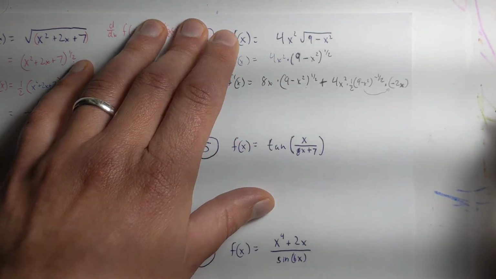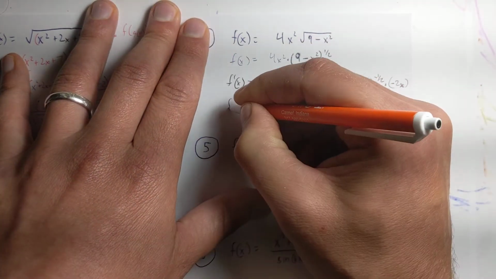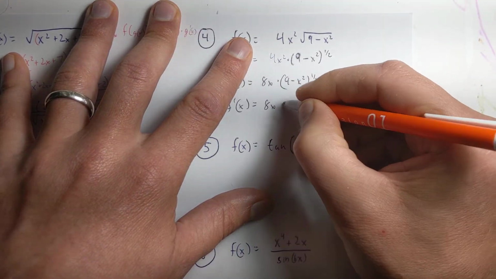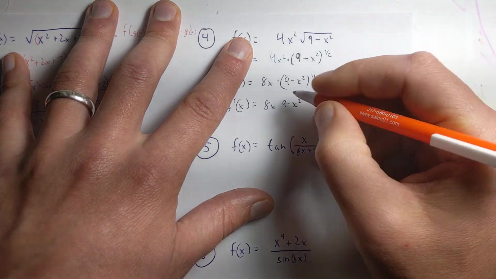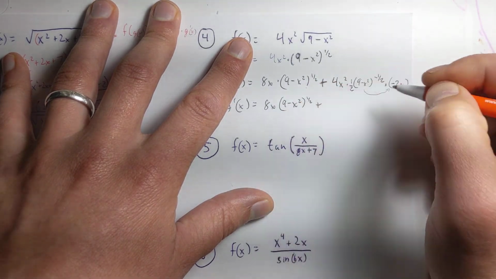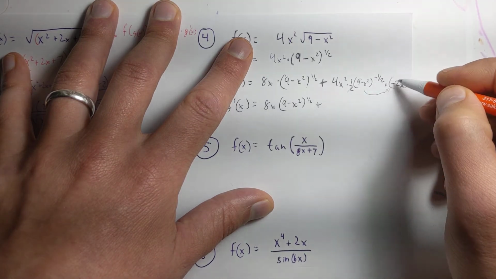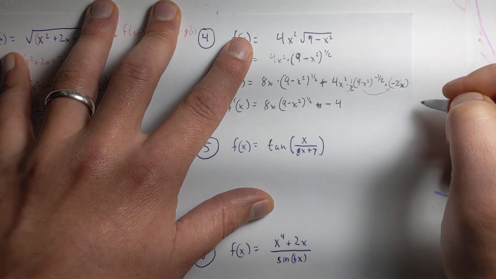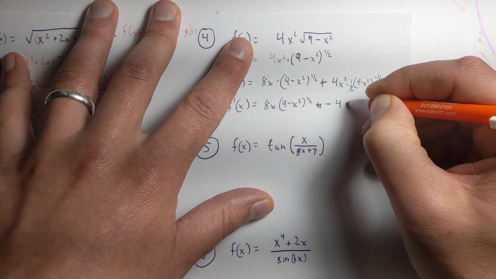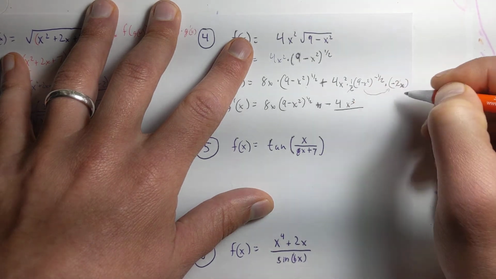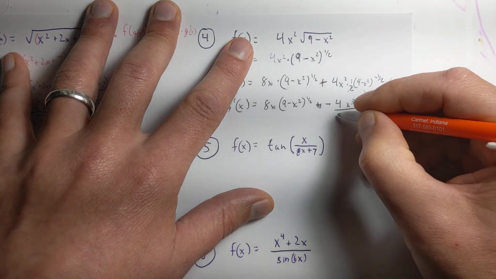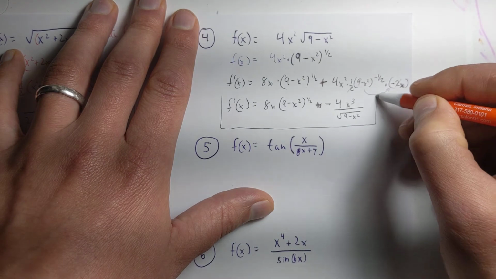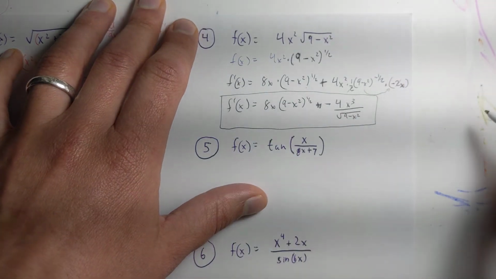Now, can we clean this up? Sure we can, if you really want to. We could say this is 8x times 9 minus x squared to the 1/2. Now, those 2's cancel out. I've got a negative now, so it's actually going to be minus 4 x squared times x is x cubed. The square root's going to be on the bottom now because it's negative. And that is a perfectly valid answer. So is that one, though.